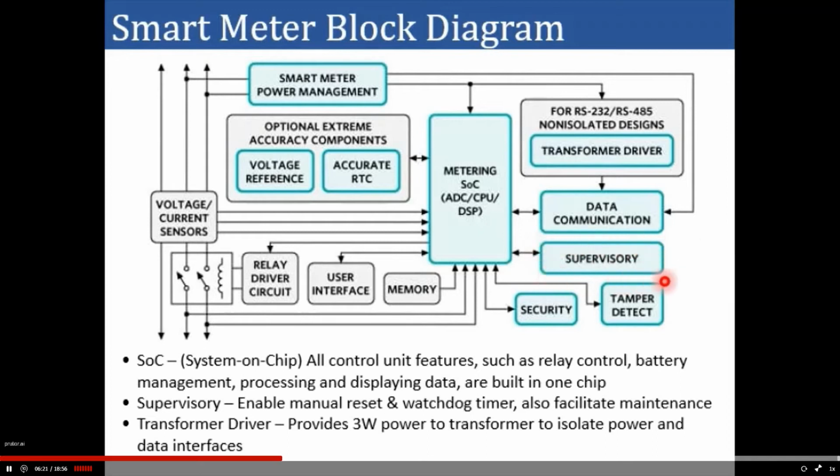So if there is any firmware upgrade, or if you want to do any maintenance of the meter or any reset of timer and so on, the supervisory block will provide the interface to interact with the smart meter blocks. Now there is another block for optimal extreme accuracy components. So you provide an accurate real-time clock as a separate block, and also the voltage reference, so that you get the correct measurement as an output.